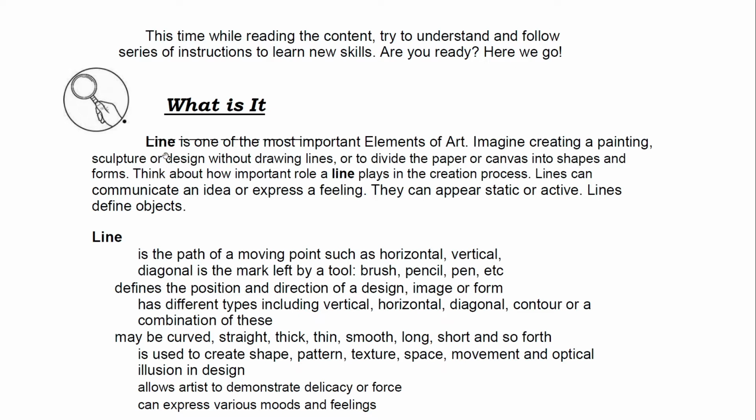So when we say line, it is one of the most important elements of art. So imagine creating a painting, sculpture, or design without drawing lines, or to divide the paper or canvas into shapes and forms. So think about how important a role a line plays in the creation process. Lines can communicate an idea or express a feeling. They can appear static or active. So lines can define object.